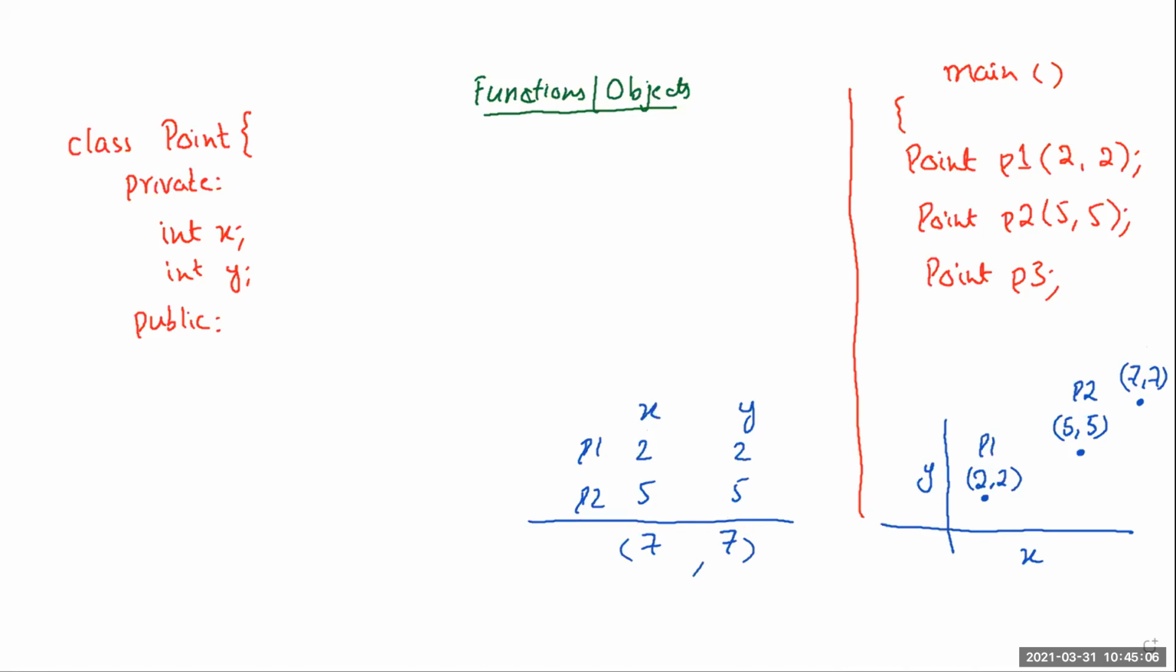When you add 2 integers, the answer is an integer. So I'm adding 2 points. The answer is also a point, and we have also seen it by plotting these points, how this will actually look. Okay.